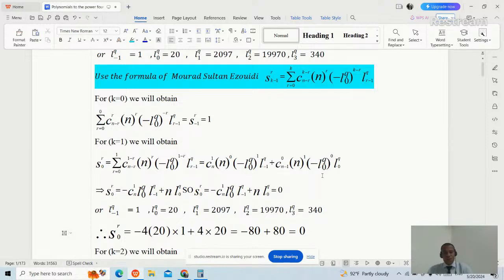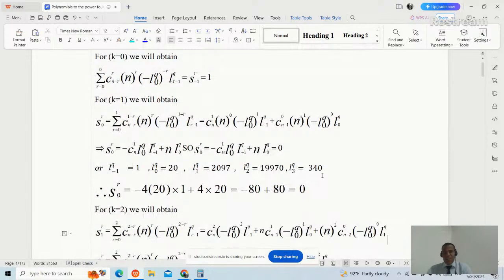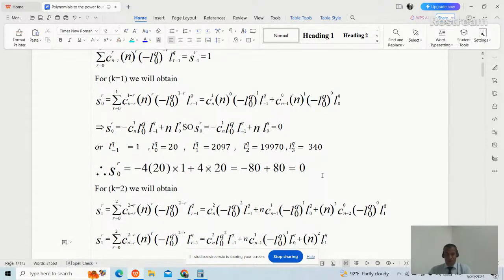Okay. We proceed, continuing, learners. Now we should set K equal 0, or for K equal 0, we'll just obtain this formula. S1 of R is equal to the sum that started from 0 to 2, because this is K minus 1. I will suppose that K is 2, okay. It will be 0 to 2, n minus R choose 2 minus R, n raised to the power R times minus L0 of order Q raised to the power 2 minus R multiplied by L R minus 1 of order Q.